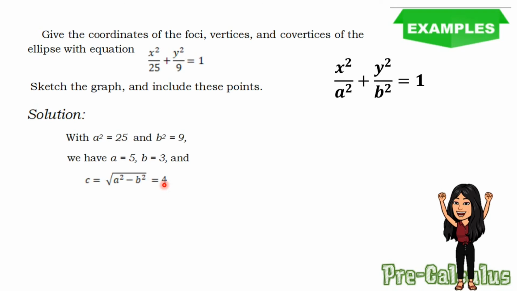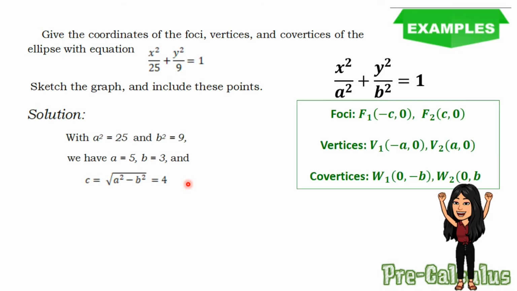Kung meron na tayong value ni A, B, and C, now is the time for us na bigyan na natin ng coordinates si foci, si vertices, at si covertices. What will be our foci? Ito yung ating pattern. If our ellipse is horizontal and has the center at 0, 0 or at the origin, ito yung ating pattern. So, yung foci natin, si C, which is 4, lalagyan natin isang negative, isang positive. So, we will be having the coordinates of negative 4, 0 and positive 4, 0.